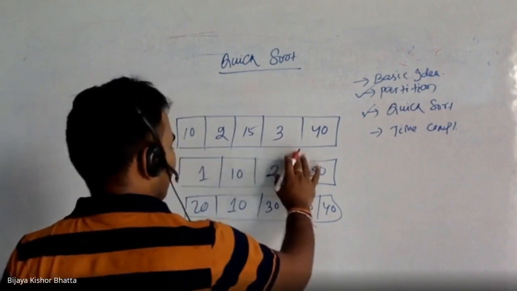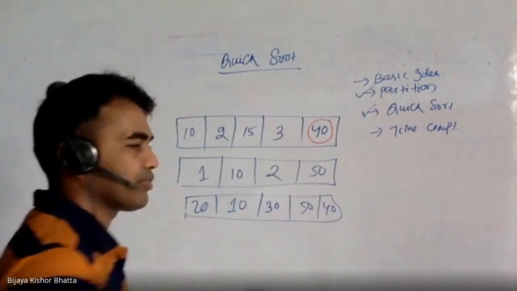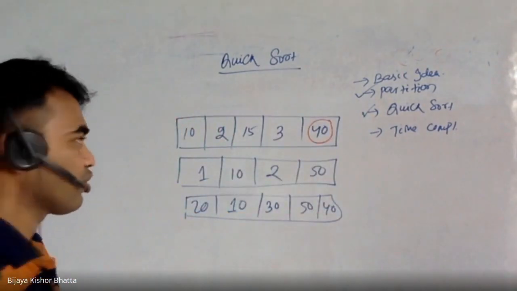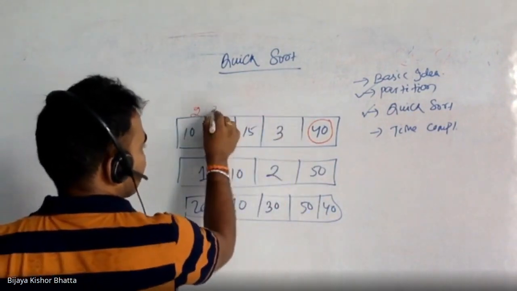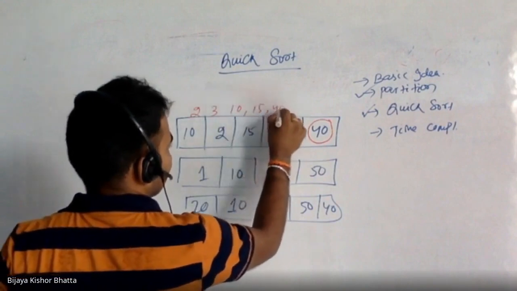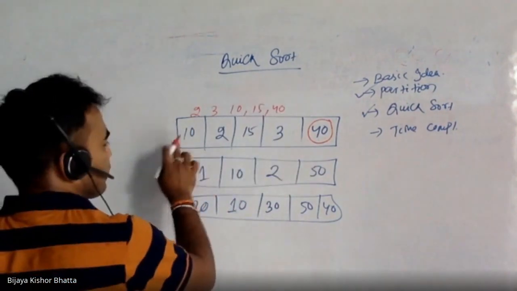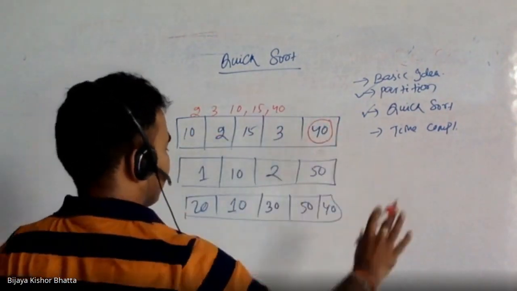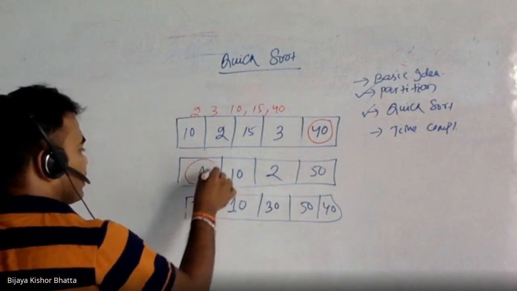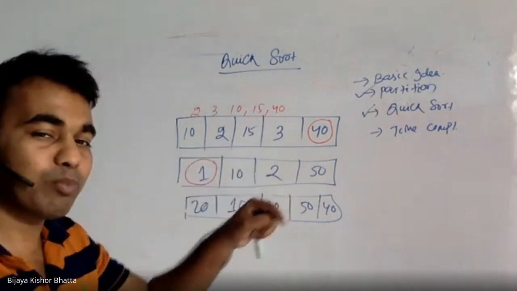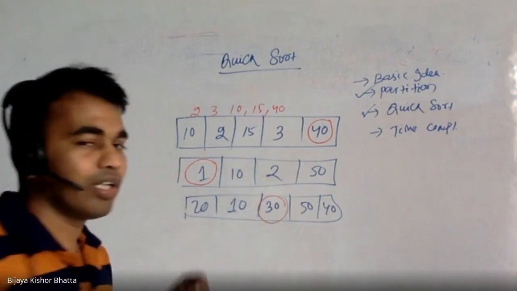In this example, 40 is the element which is in sorted form. What does that mean? If you do the sorting, after sorting it will be 2, 3, 10, 15, 40. That means this 40 is not changing its position. In this example, 40 is in a fixed position. Similarly, in this example, 1 is already in its sorted position, and in this one, 30 is already in its position.